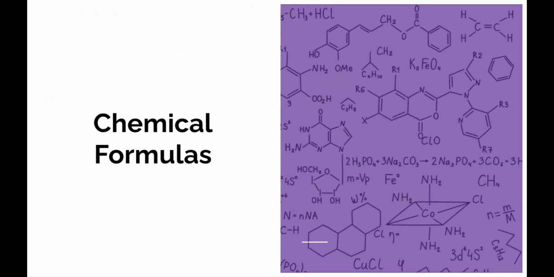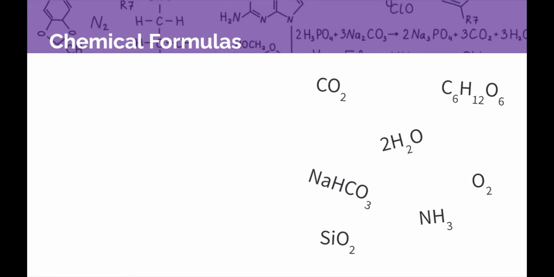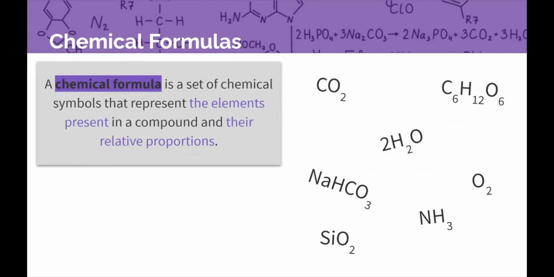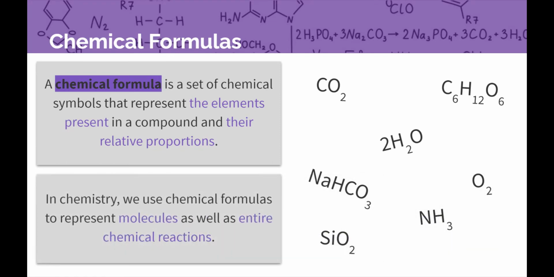So now let's move on to chemical formulas. Here are a few examples of chemical formulas. A chemical formula is a set of chemical symbols that represent the elements present in a compound and their relative proportions. Relative proportions means how many of each element there are in that particular compound or molecule. In chemistry, we use chemical formulas all the time, mostly to represent molecules, but also to represent entire chemical reactions, which we'll look more at tomorrow.